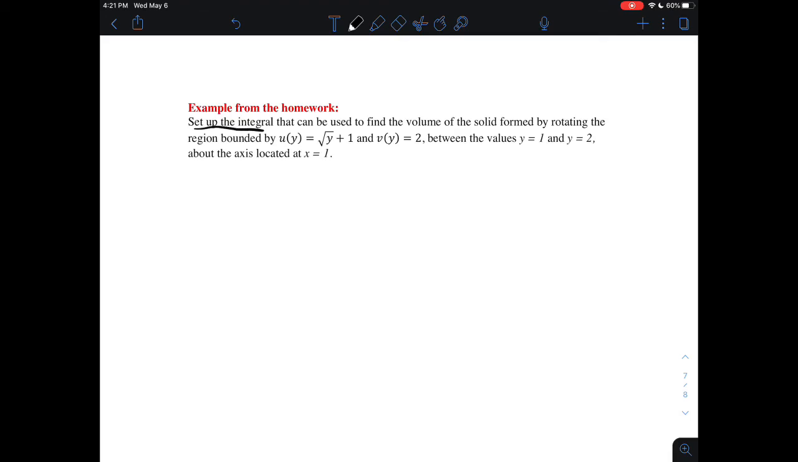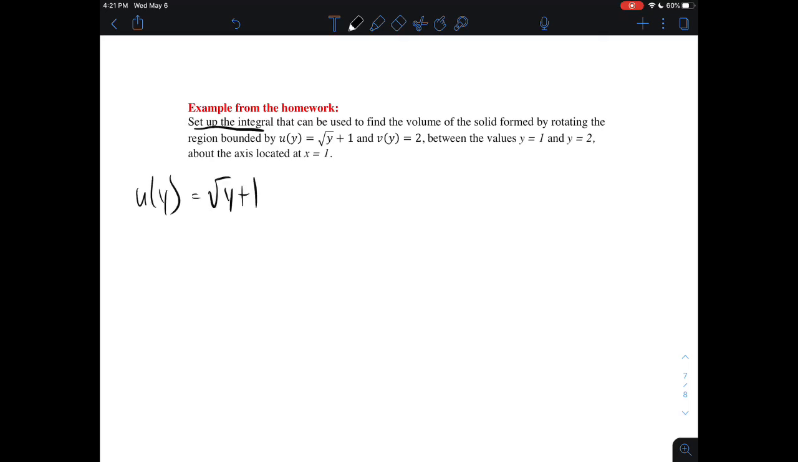So the example says, set up the integral that can be used to find the volume of the solid formed by rotating the region bounded by u of y equal to square root of y plus 1 and v of y equal to 2, between the values y equal 1 and y equal 2, about the axis located at x equal 1.